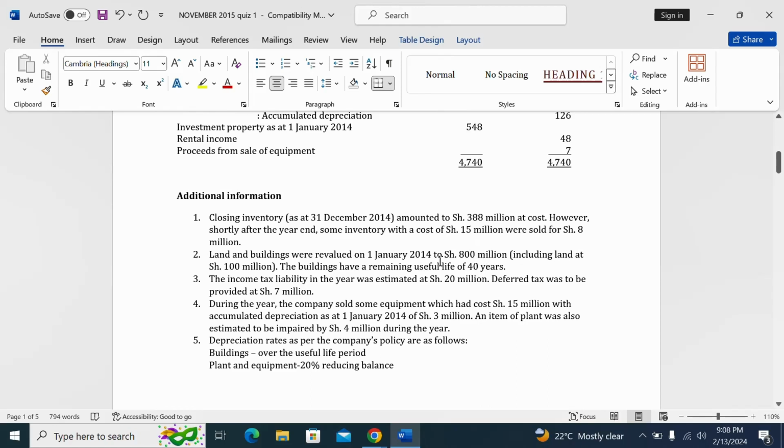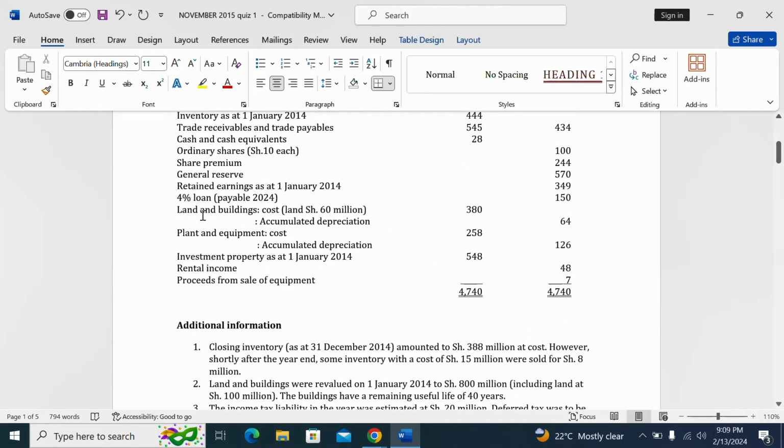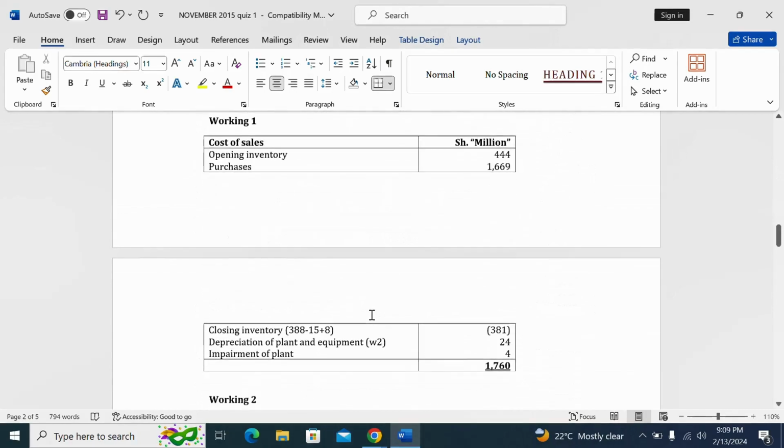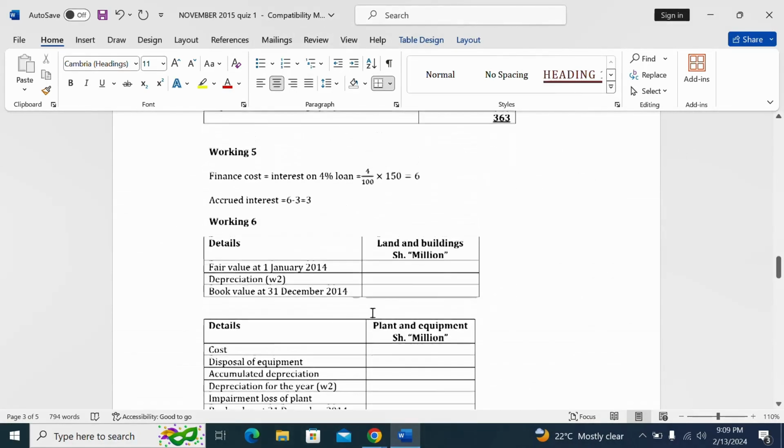The revaluation here took place at 1st January 2014. Therefore, what was the book value at 1st January 2014 of these land and buildings? You can check it in the trial balance. Land and buildings had a cost of 380 million and accumulated depreciation of 64 million. Therefore, the book value at 1st January 2014, or at the beginning of the year during revaluation, will be 380 million minus 64 million. Therefore, we come here, that's the book value.